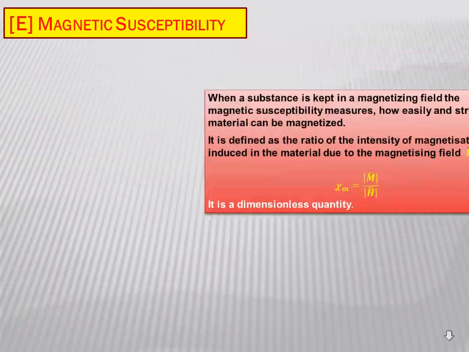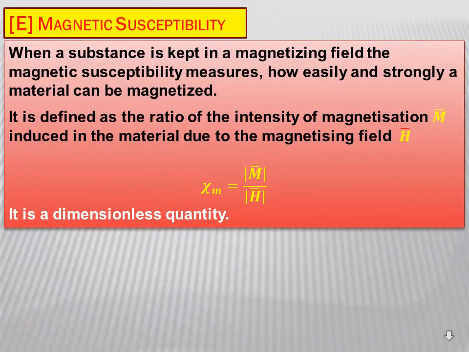Last one, magnetic susceptibility. When a substance is kept in a magnetizing field, the magnetic susceptibility measures how easily and strongly a material can be magnetized. So let me explain this magnetic susceptibility in Tamil: Kanda unar thiran alladu Kanda erpu thiran. Okay, so susceptibility to magnetism.